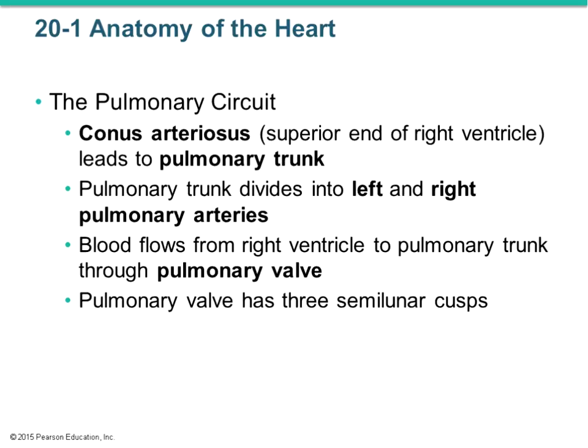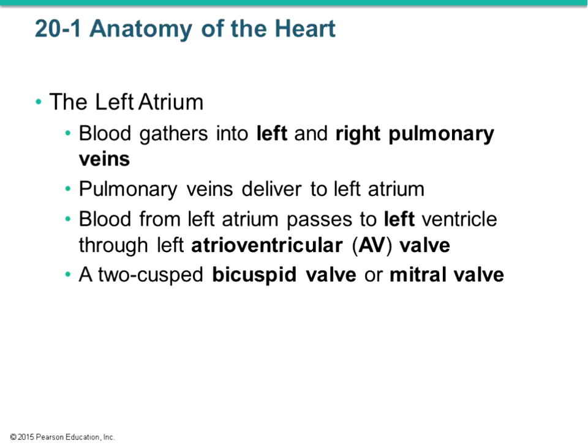Let's see. The pulmonary circuit, then, is going to send the pulmonary trunk, which is going to divide into the left and right pulmonary arteries, right? Even though it's deoxygenated, it's called an artery because it's going away from the heart. It's going to the lungs to acquire oxygen. As blood flows from the right ventricle to the pulmonary trunk through the pulmonary valve, the pulmonary valve has three semilunar cusps, which just direct the blood to the proper location.